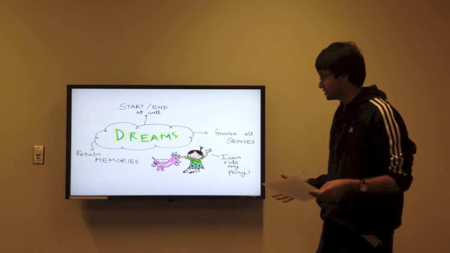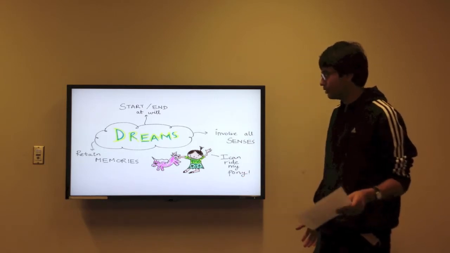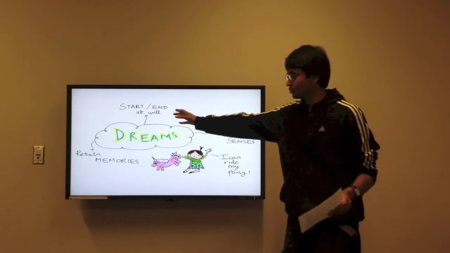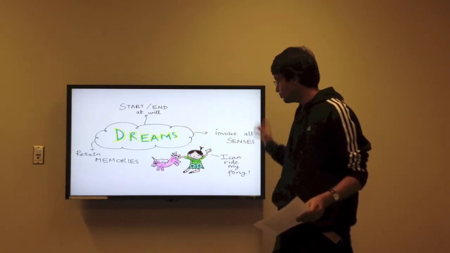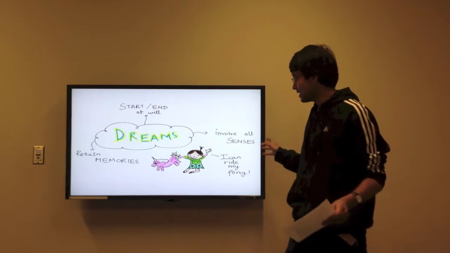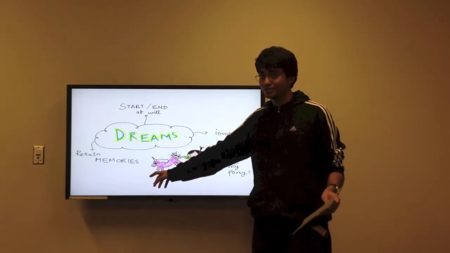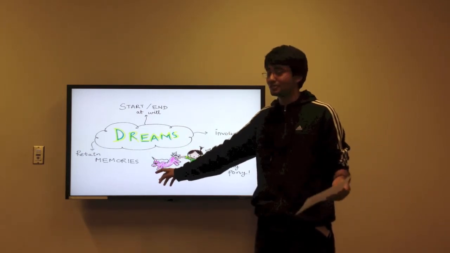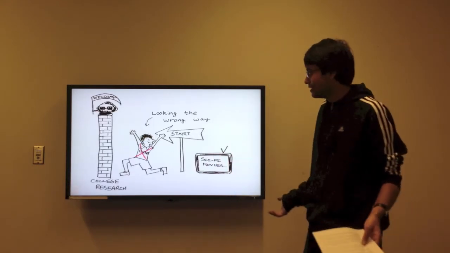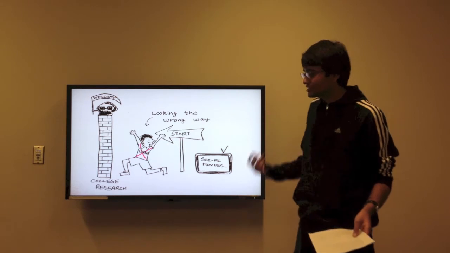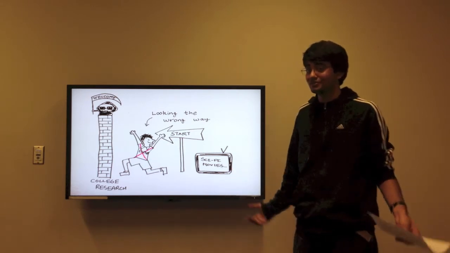So first for the definition. Now we're talking about dreams over here. What we want to do is, we need control. We want to be able to start and end our dreams. We want to be able to involve all of our senses, and we want to have memories so that we can have experiences and then recall what we did in our dreams so we can actually learn something from that. So that's the definition.